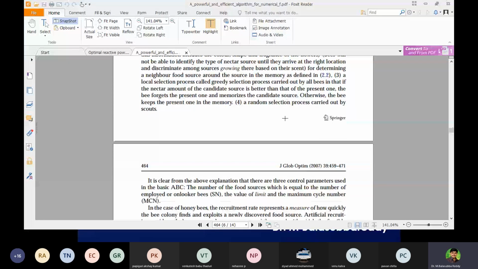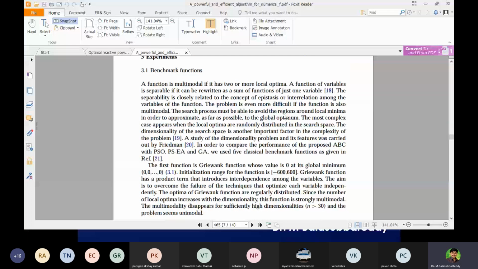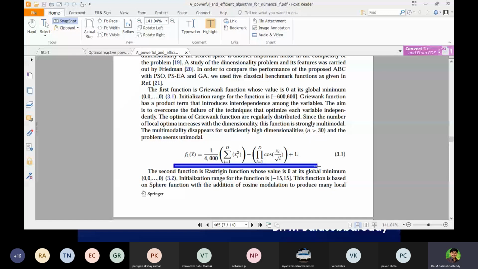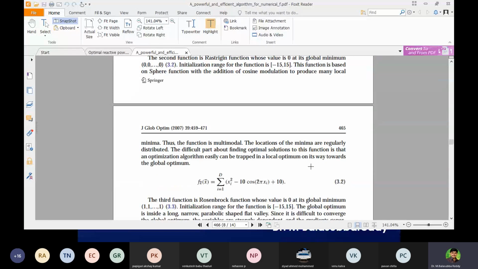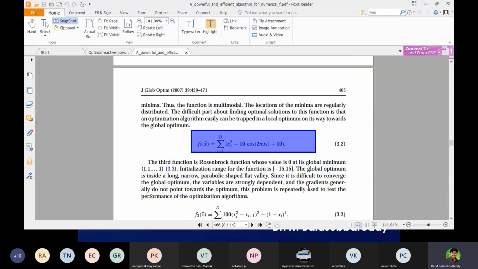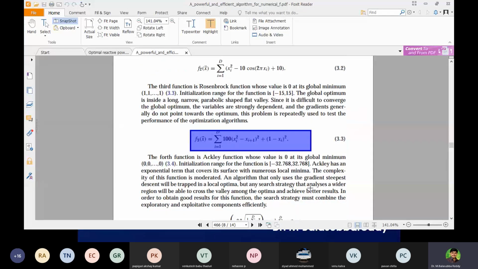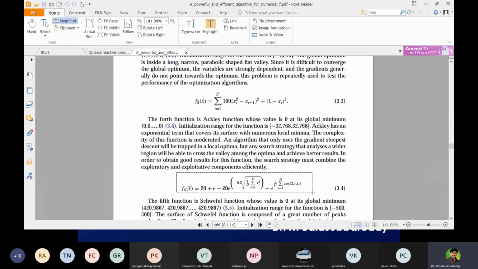This is the algorithm, I will explain it anyhow. This one is a benchmark test function he has taken. This is one of the functions. What is the value of x1, x2, x3, and so on? You solve using your ABC algorithm. That is one function. This is another function. Like that, you can take your own function, solve it, and compare your results. That's it. This is the third function, and many other functions; this is the fourth function.